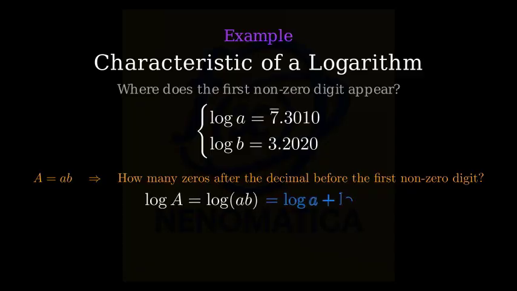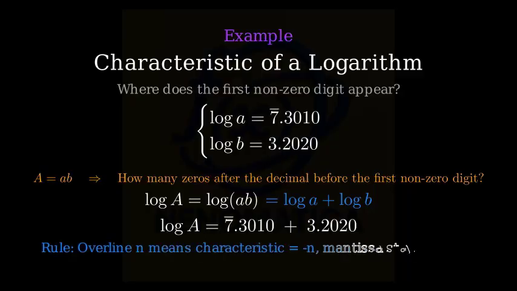First, take the logarithm of the product. Log of a equals log of ab. Using the product rule, log of ab equals log of a plus log of b. Now substitute the given numbers. Log a is bar 7.3010. Log b is 3.2020.